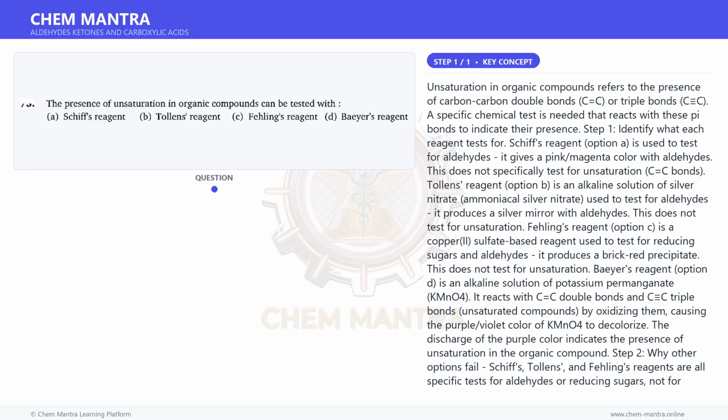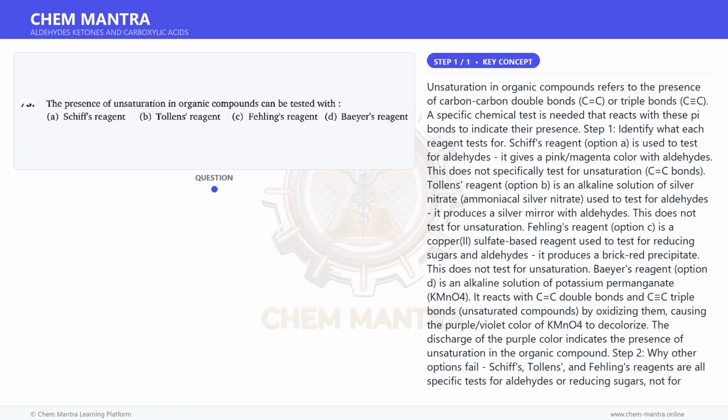Unsaturation in organic compounds refers to the presence of carbon-carbon double bonds, C=C, or triple bonds, C≡C. A specific chemical test is needed that reacts with these pi bonds to indicate their presence.